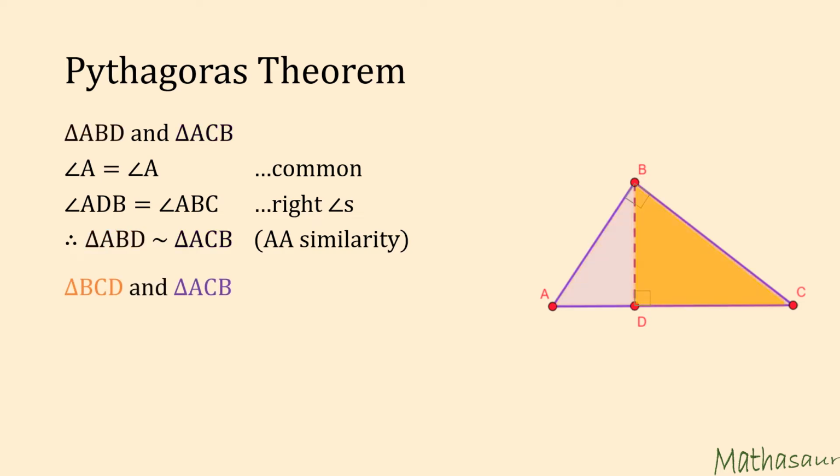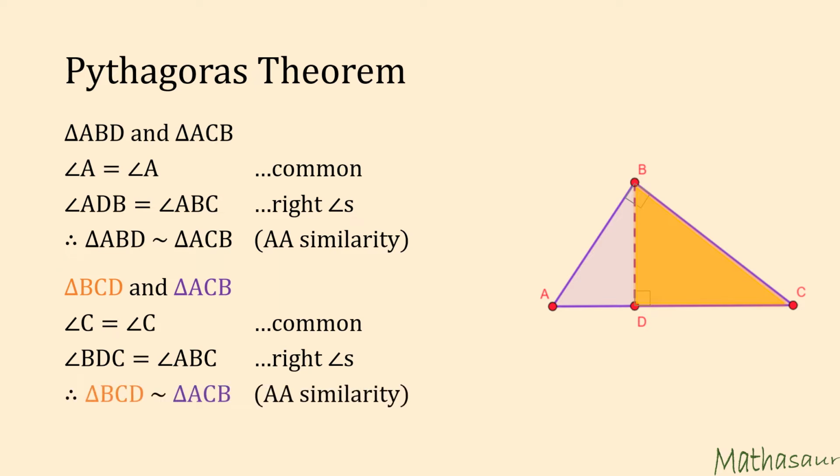Now let us look at the other smaller triangle BCD and the bigger triangle ACB. Once again, we see that the angle C is common, and both the triangles have a right angle. So angle BDC is equal to angle ABC. Hence by AA similarity, triangle BCD is similar to triangle ACB.